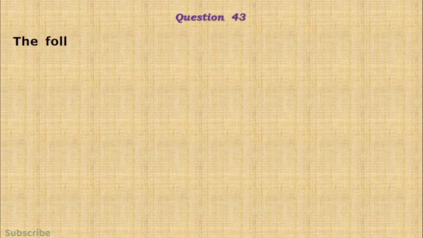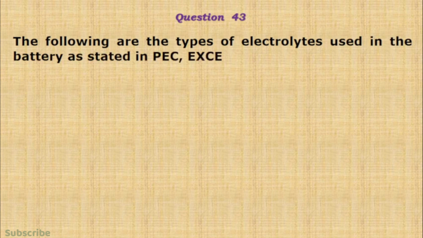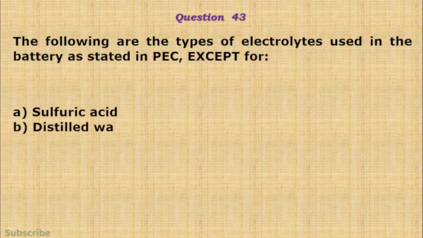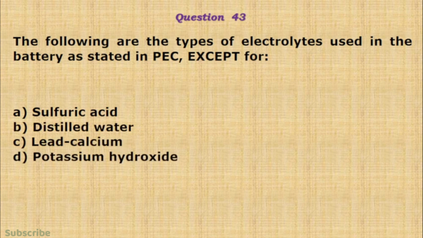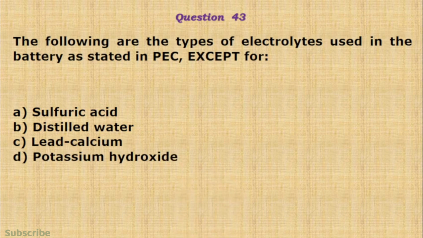Question number 43. The following are the types of electrolytes used in the battery as stated in PEC, except for A. Sulfuric acid. B. Distilled water. C. Lead calcium. D. Potassium hydroxide. The correct answer is letter C, lead calcium.